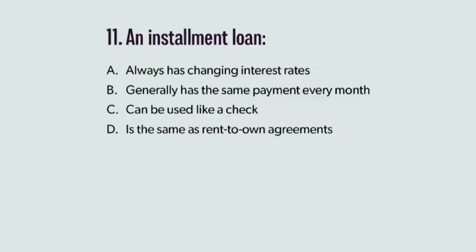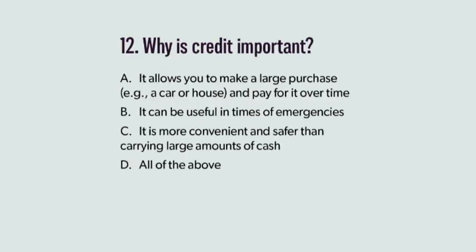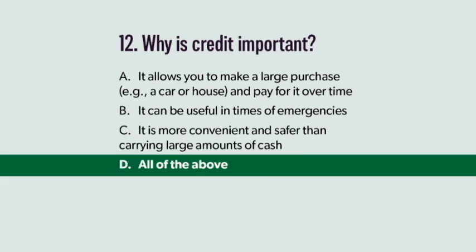Number 11, an installment loan: A, always has changing interest rates. B, generally has the same payment every month. C, can be used like a check. Or D, is the same as rent-to-own agreements. The answer would be B, generally has the same payment every month. Number 12, why is credit important? A, it allows you to make a large purchase and pay for it over time. B, it can be useful in times of emergencies. C, it is more convenient and safer than carrying large amounts of cash. Or D, all of these. And yes, it's D, all of the above.